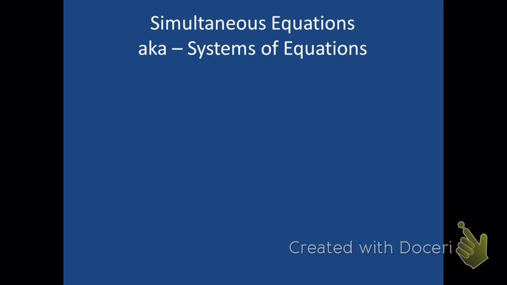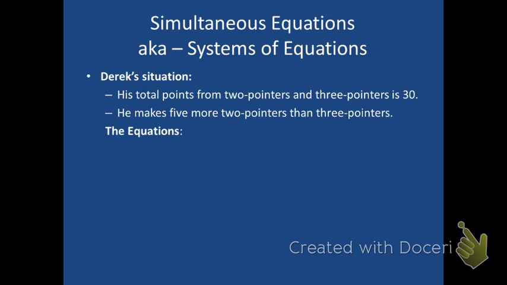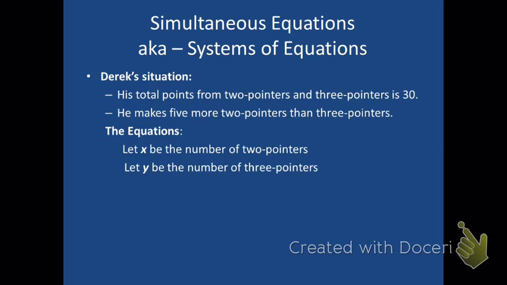So let's look at Derek's situation. So what did he have? He had his total points from 2 and 3-pointers is 30, and he makes 5 more 2-pointers than 3-pointers. So those are the 2 conditions we have, and those lend themselves to 2 equations. So we are going to define our variables for both equations to be x to be the number of 2-pointers, y to be the number of 3-pointers, and these were the equations that we came up with.